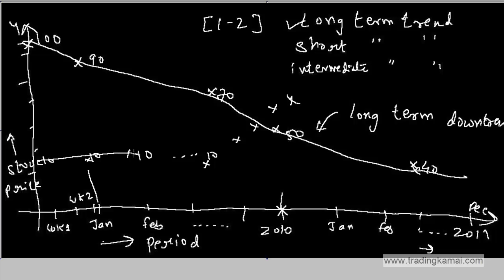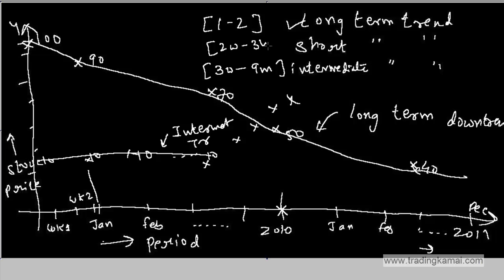Now this period, which is approximately 9 months, is called an intermediate trend. Okay. So intermediate trends last from 3 weeks to 9 months. Short-term trends last from 2 weeks to 3 weeks, while long-term trends last from 1 year to 2 years.